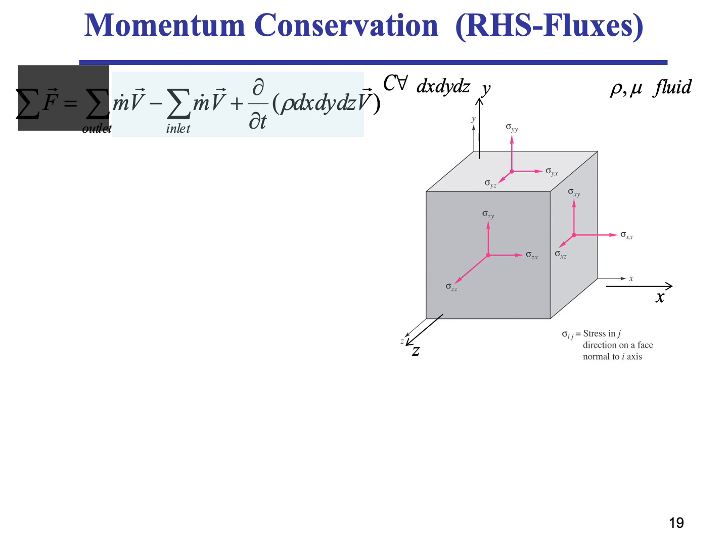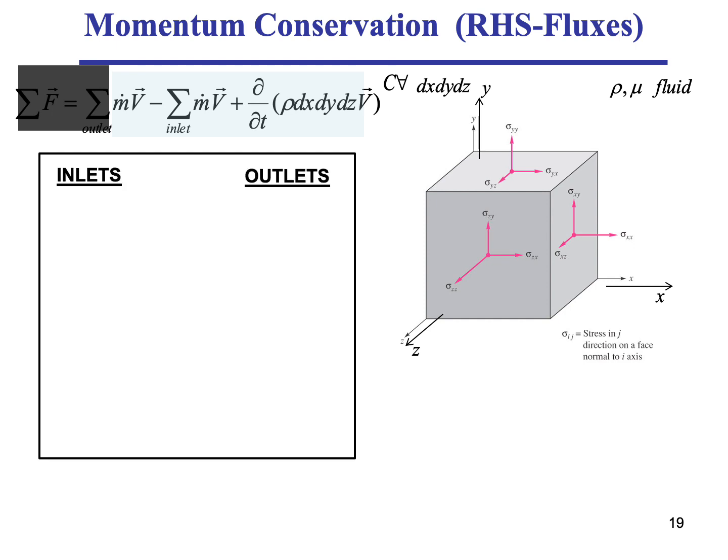This guy, the unsteady term, is straightforward. There's nothing to do about it. So it just sits where it is. And now let's do the momentum fluxes, m dot V at the out minus the in. So let's see what's going into my control volume.